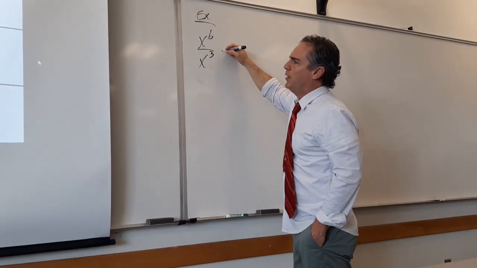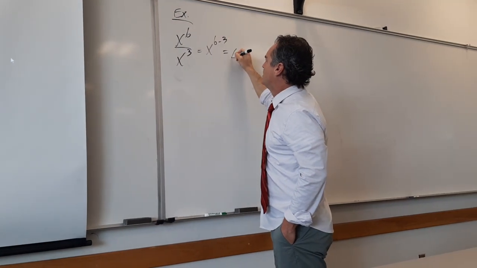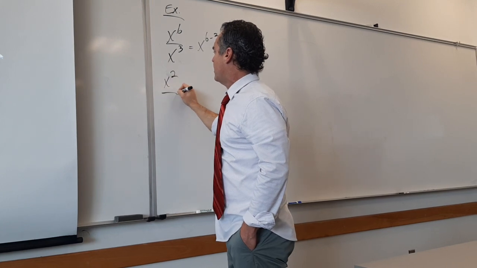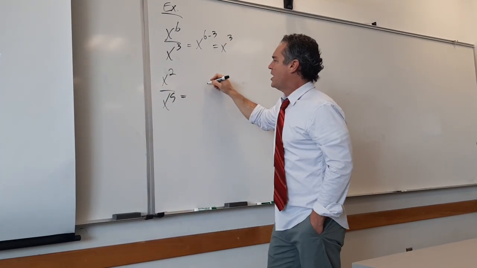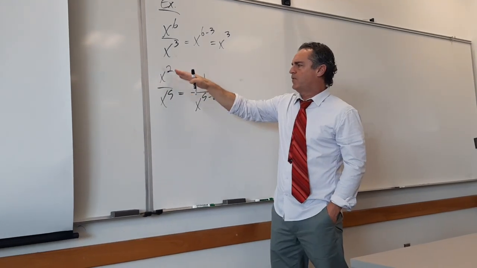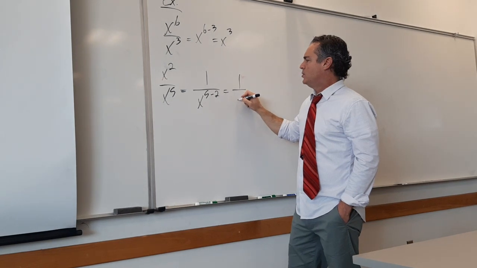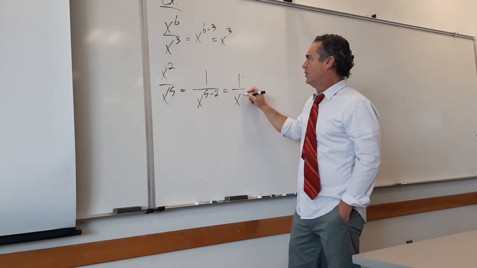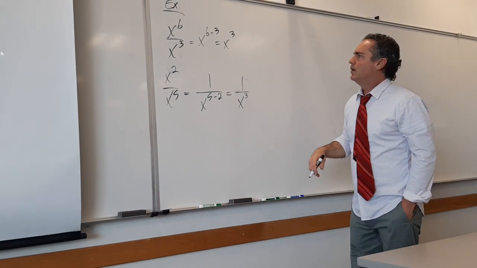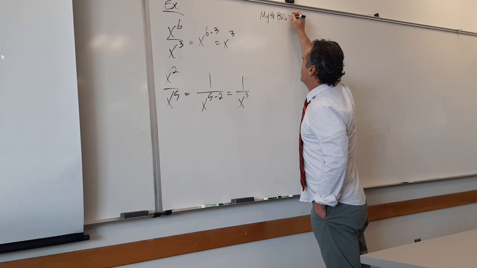First example, look up here. X to the 6th over x to the 3rd will equal x to the 6th minus 3, which equals x to the 3rd. Bottom example will be x to the 2nd over x to the 5th equals 1 over x to the 5 minus 2, because we're going to bring this down, because this is bigger here, and we like big minus small. So 1 over x to the 3rd, right? Now let's go ahead and myth bust these, okay?